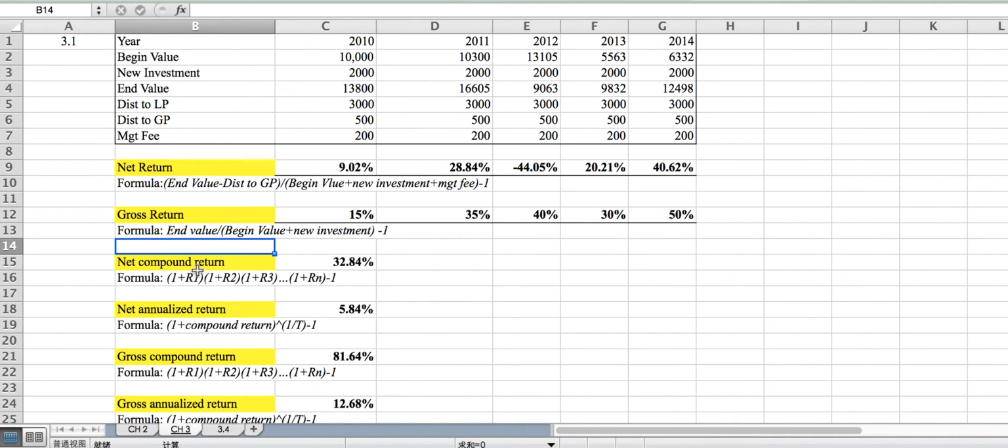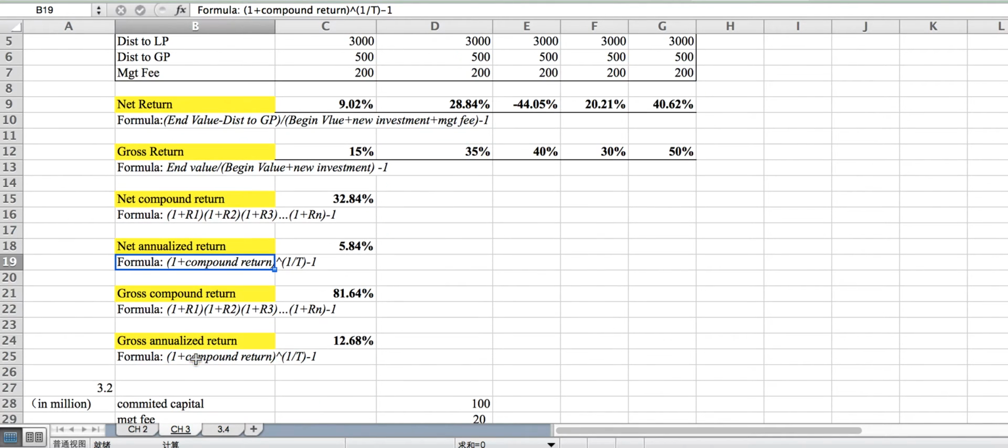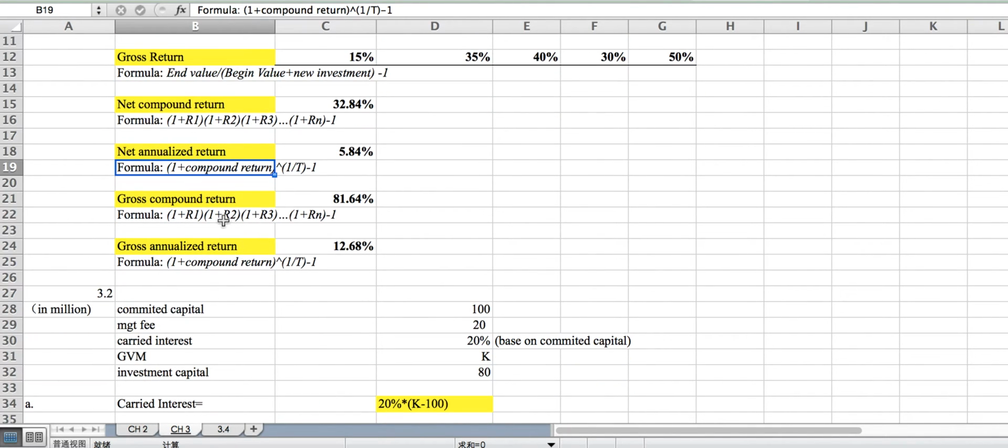Next is the net compound return. I use the net return I just calculated and plug it into this formula to get 32.84%. For the net annualized return, I use this formula to convert from the compound return to get an annualized return of 5.84%. Same thing for the gross compound return and the gross annualized return. And here is the formula.